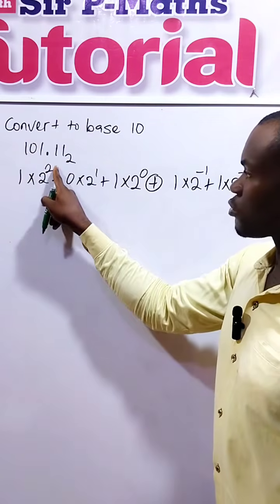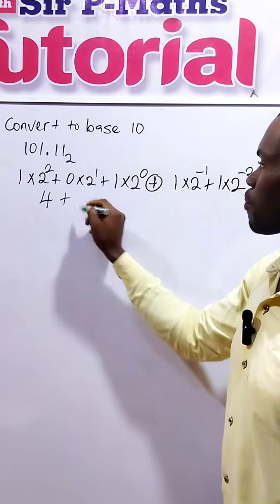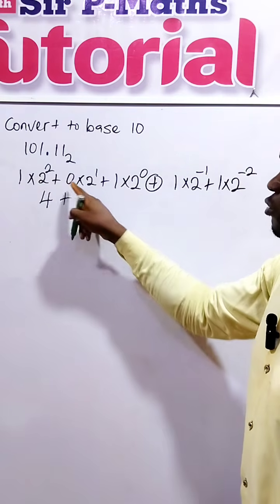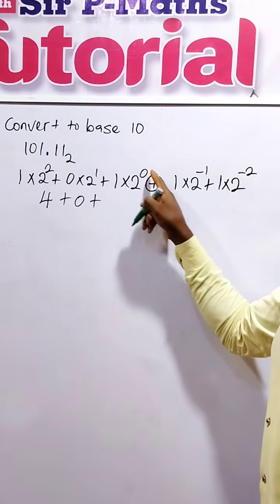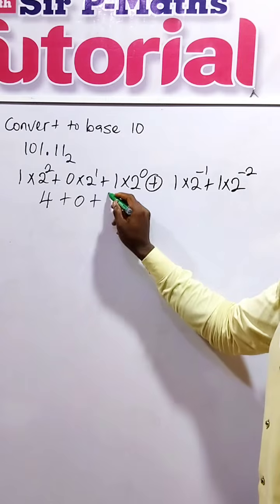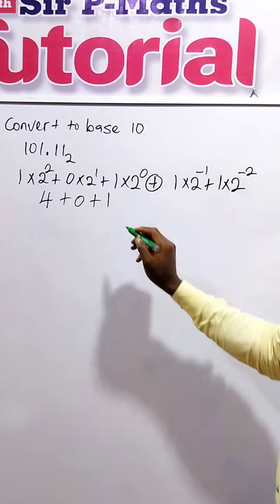So 2 raised to the power 2 is 4. 4 times 1, we have 4. 2 raised to the power 1 is 2. 2 times 0, we have 0. 2 raised to the power 0 is 1. 1 times 1. Any number to power 0 is 1, okay? Then multiply 1, you have this.